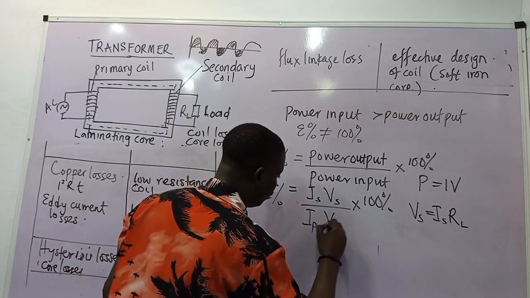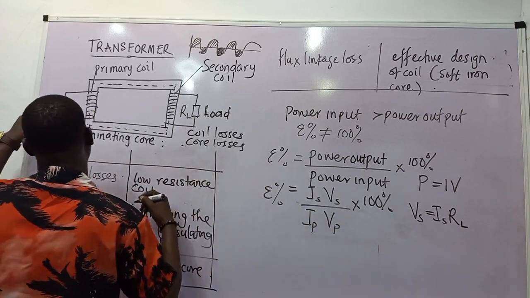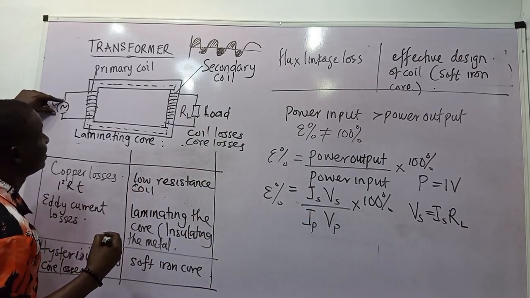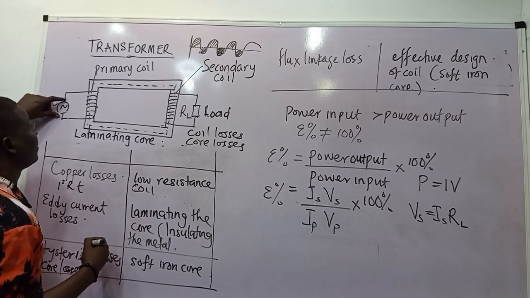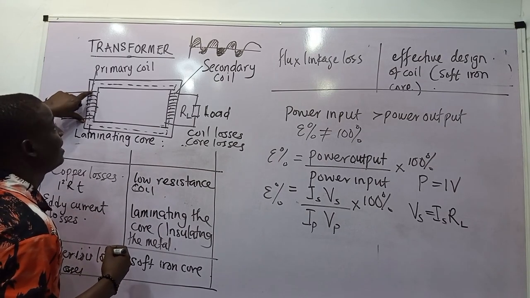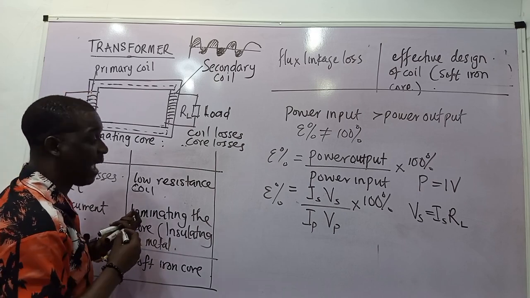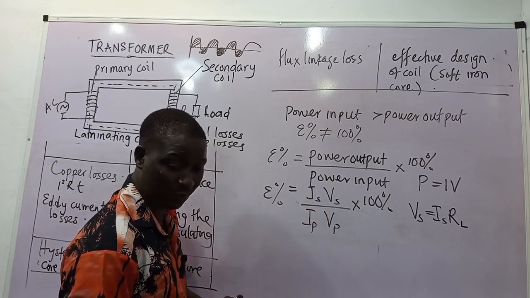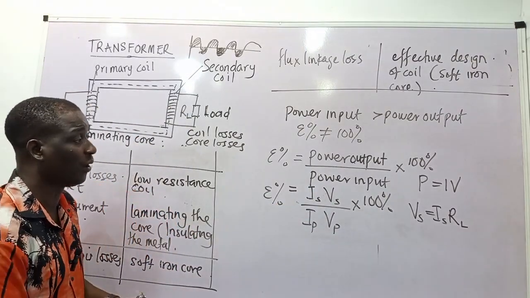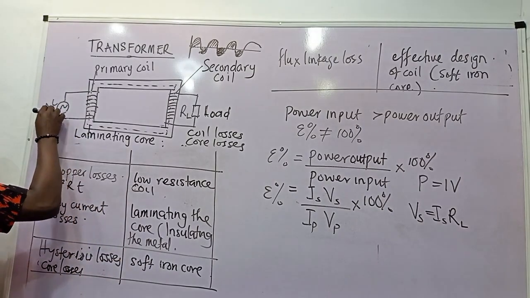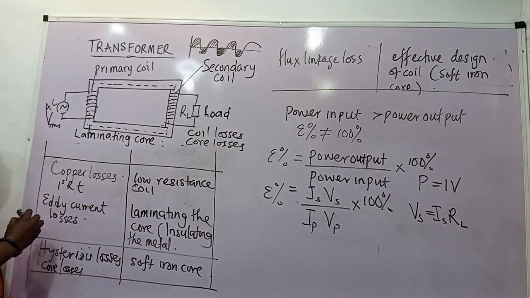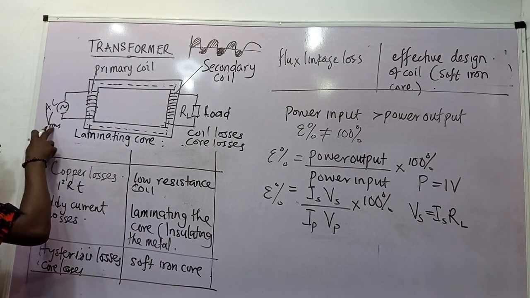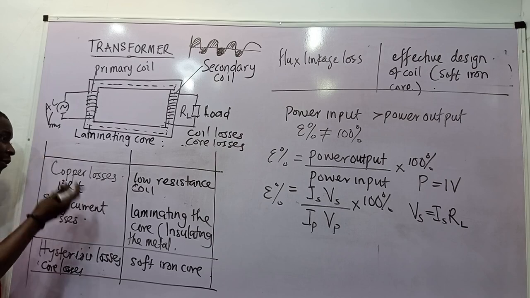Then the power input can be the power of the AC supply. Most of the time the power of the AC is equivalent to the power of the primary, which is IpVp. The power of the secondary is IsVs. But most of the time this voltage is given as VRMS. The AC voltage is VRMS. It is given to us in terms of VRMS.